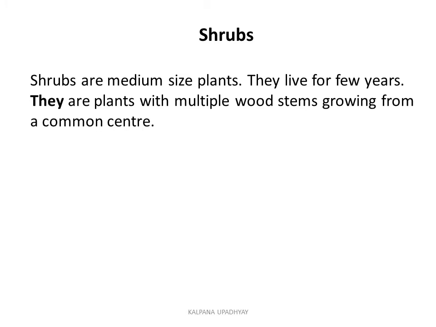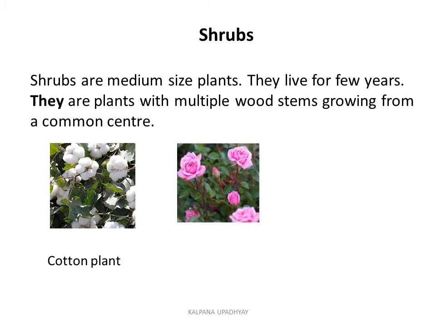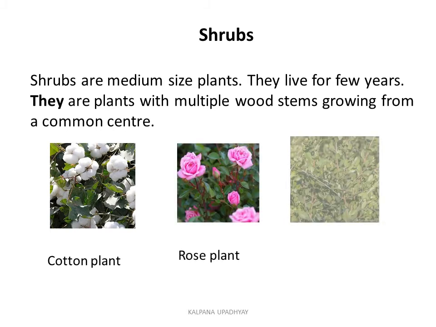Shrubs. Shrubs are medium-sized plants. They live for a few years. They are plants with multiple woody stems growing from a common center. Cotton, rose, henna or mehndi.